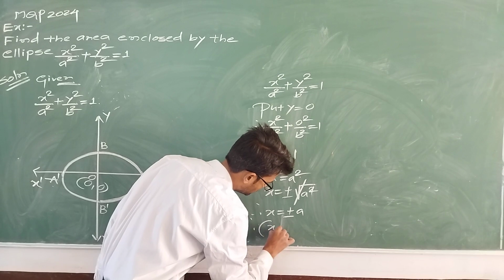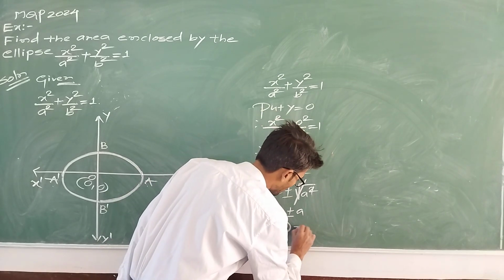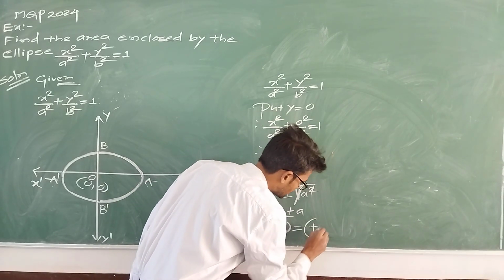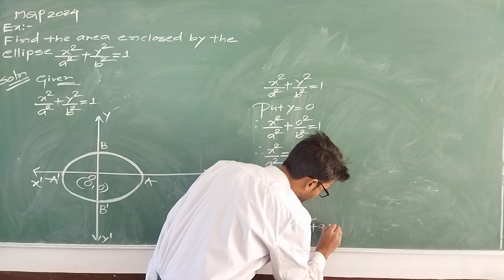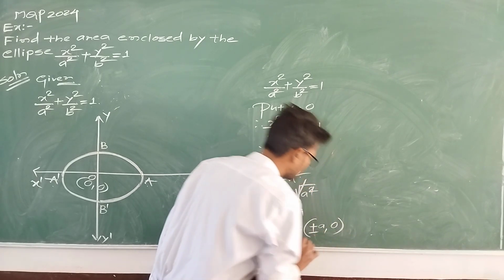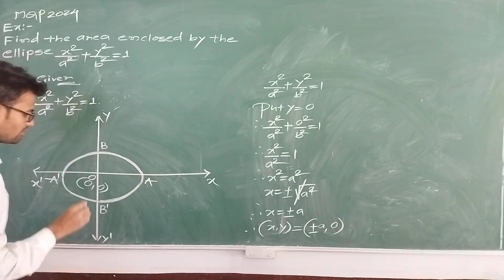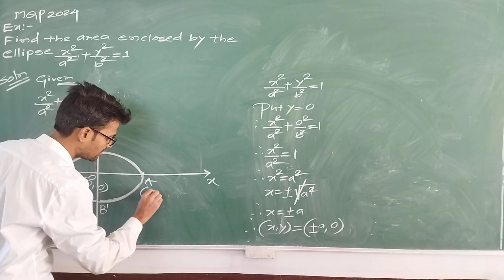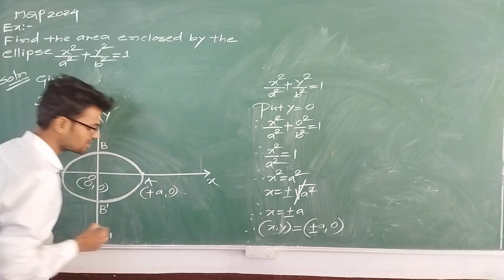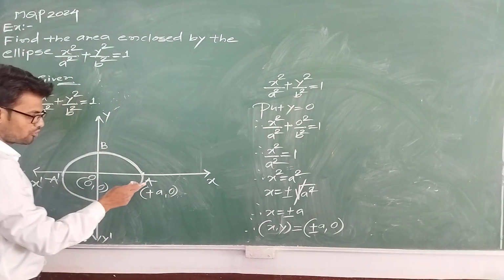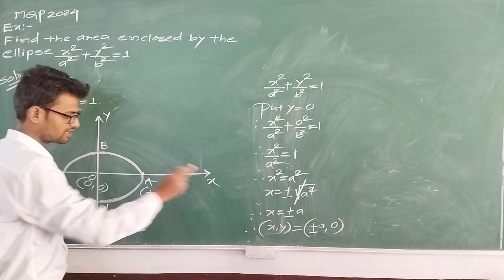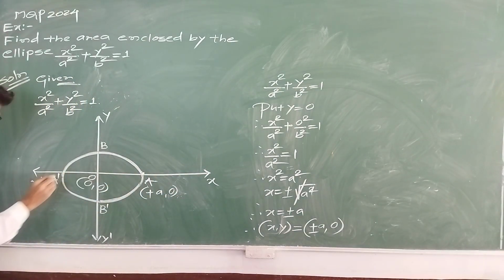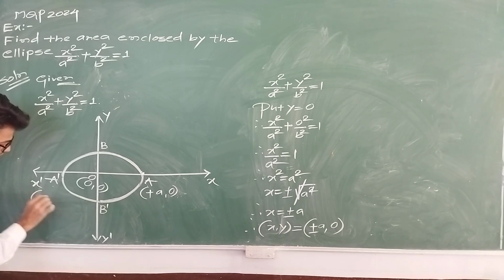Therefore, the coordinates of points A and A dash are, one is plus a comma 0 and another one is minus a comma 0. So, therefore, I will write the coordinates of the point A. The coordinates of the point A is plus a comma 0. Why plus a comma 0? Because the point A lies on the positive x-axis. The coordinates of A dash are minus a comma 0. So, why the minus a comma 0?